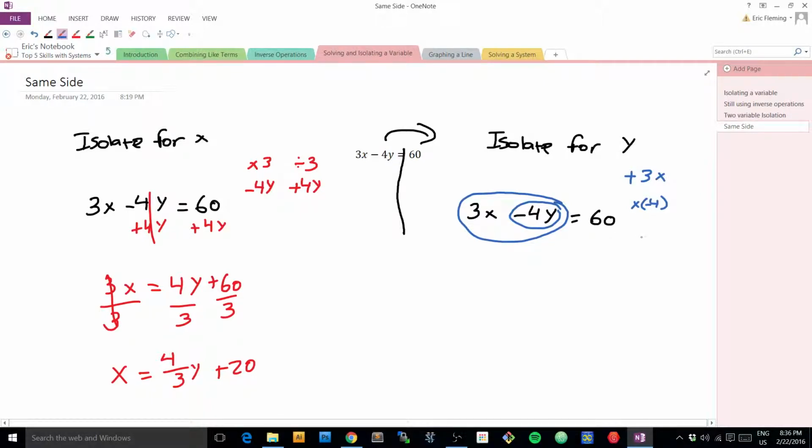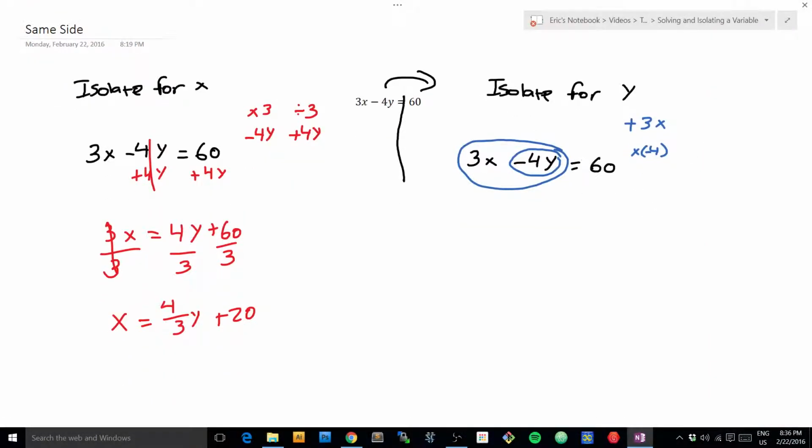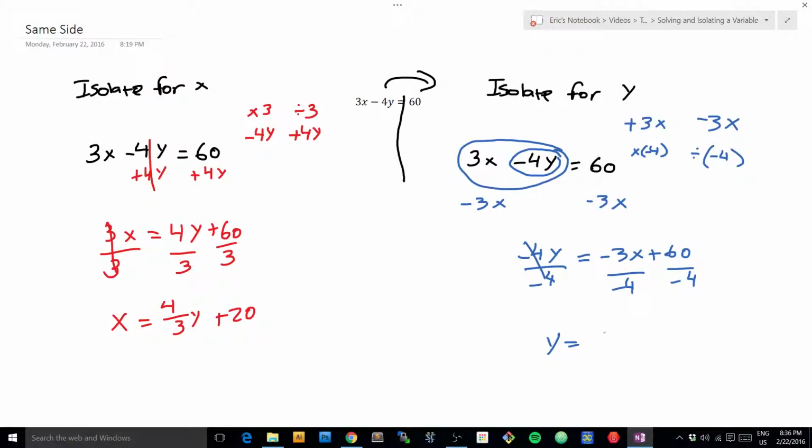So if I wanted to undo it, if I wanted to isolate it, I would have to take away 3x's from both sides. They do not mix, so we have minus 4y equals negative 3x plus 60, and I will need to divide both sides by negative 4. So divide, divide, divide. Y equals positive 3 over 4x minus 15, and the y has been isolated.